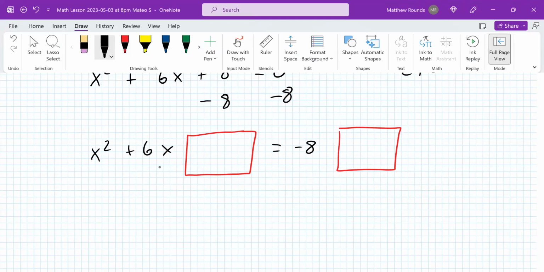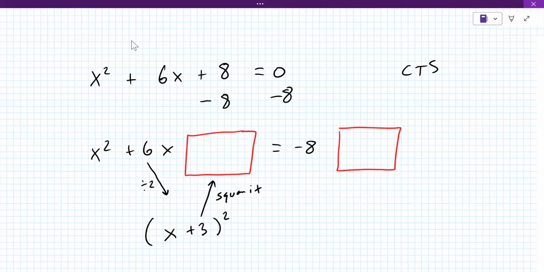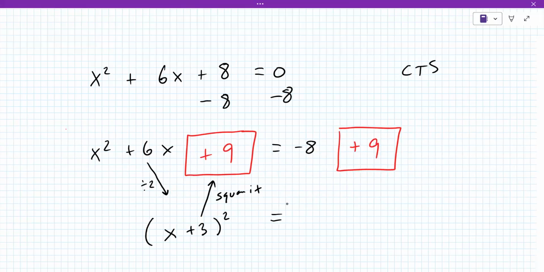To do that, you look at this middle number here and you divide it by 2. What is 6 divided by 2? 3. Then you take that number that you divided by 2, 3, and then you square it. What is 3 squared? 9. And that's what goes in the box here. And to be fair, you have to do it to both the left and the right side. Both sides. That's why I put a box in both places to indicate we're going to put it in both.